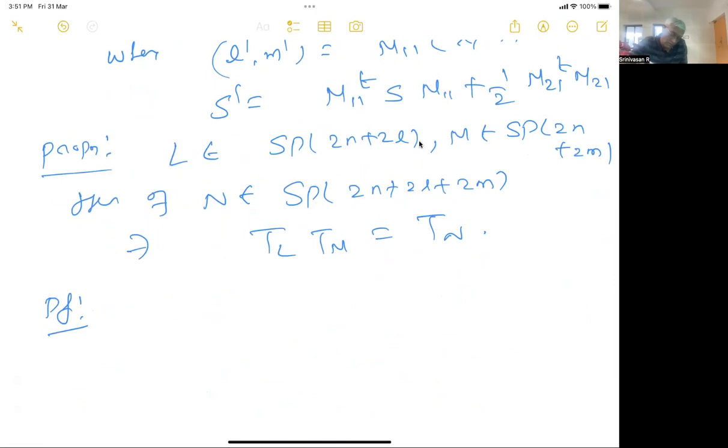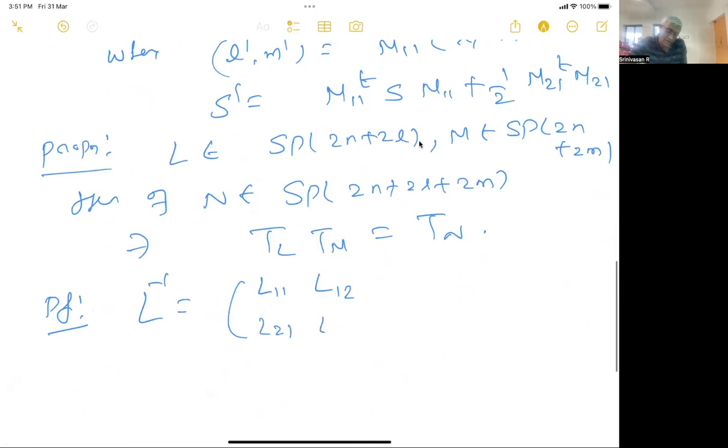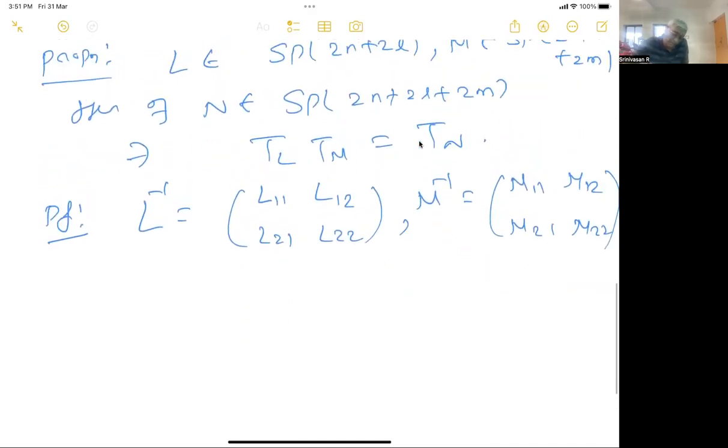So let L inverse be equal to L11, L12, L21, L22, and M inverse equal to M11, M12, M21, M22. Then we can define a new matrix L tilde. I mean, this is not L tilde inverse.